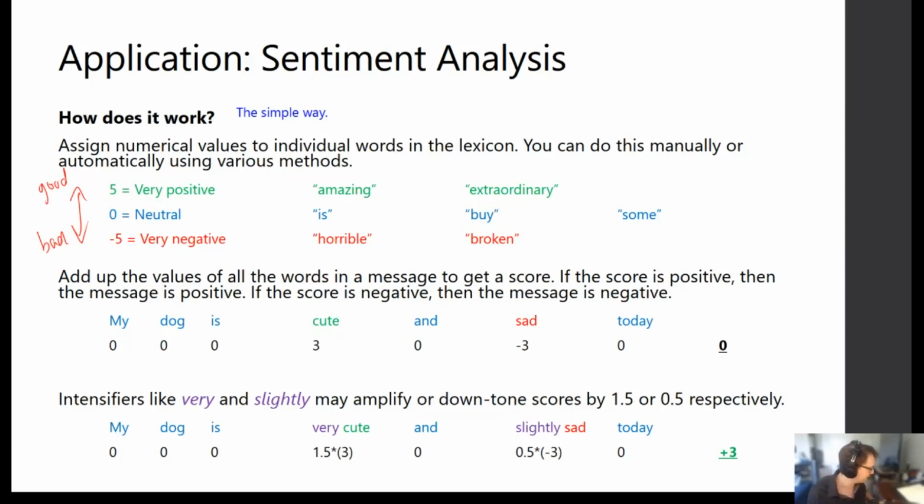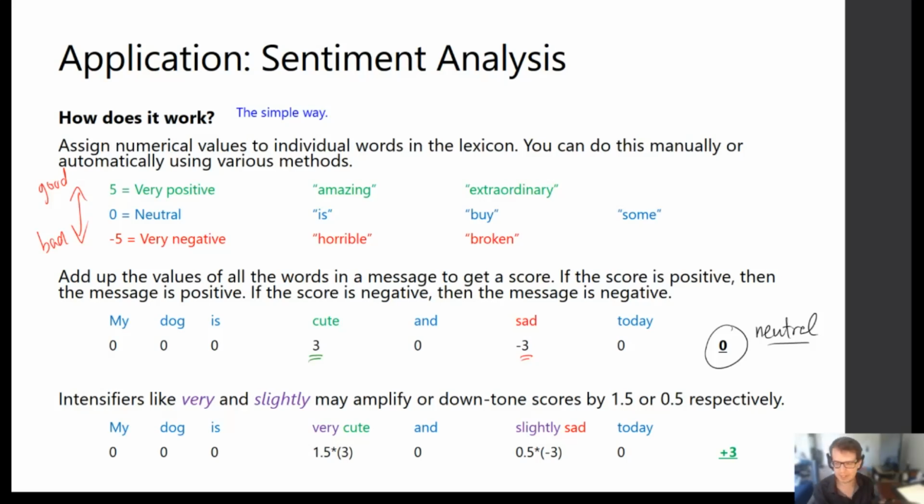So here's the sentence. My dog is cute and sad today. So let's say cute gets a score of 3 and sad gets a score of -3, and all the other words get a score of 0. So when we just add up all these numbers, what we end up with is a score of 0. So the sentiment analyzer would say, this is a neutral sentence. My dog is cute and sad today. Just a neutral sentence.